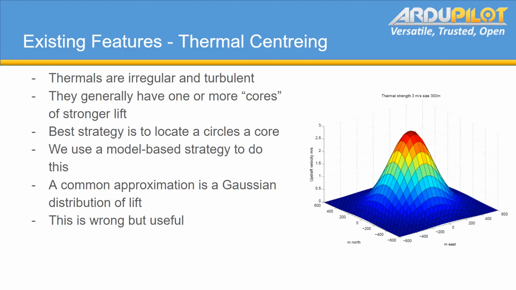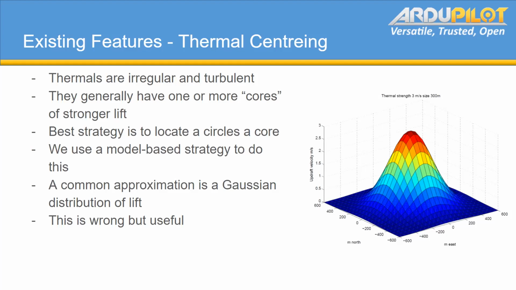The third component of the existing feature set is the ability, once you have detected a thermal and stopped to circle in it, for the code to adjust how the aircraft flies within that thermal to maximize the climb rate. And thermals, as we kind of saw in the previous videos, are typically very irregular and turbulent. No two thermals are the same, but they do have some common features.